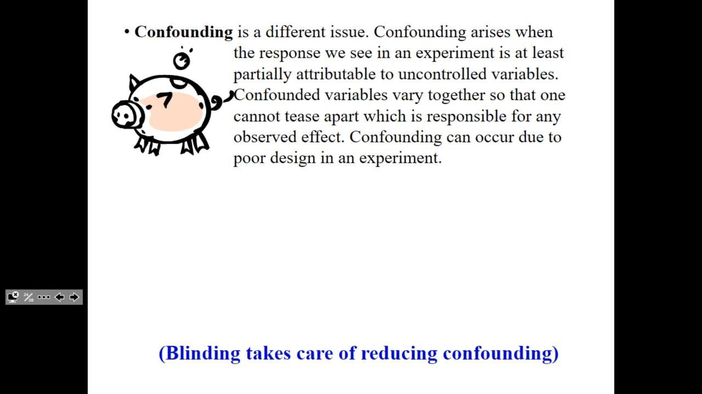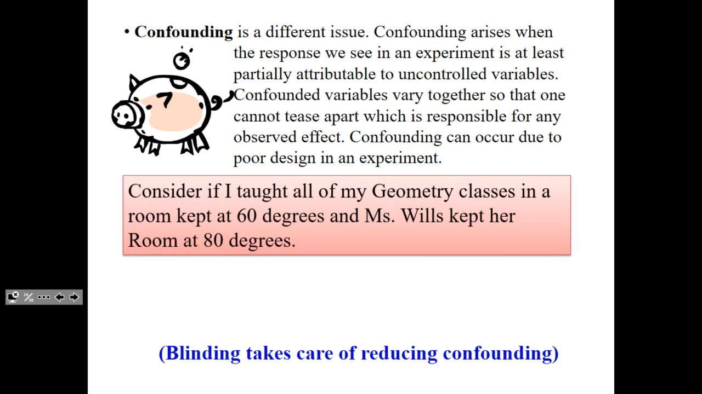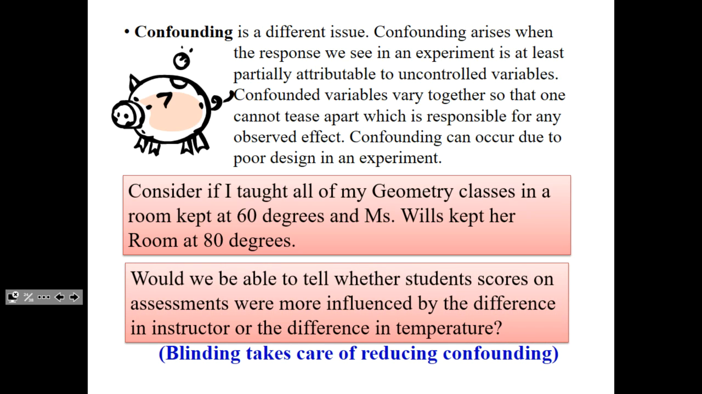Let's say I'm doing an experiment. I want to see how my geometry class is doing. And I'm going to compare it to Miss Will's geometry class. But then we find out that my room is kept at 60 degrees and her room is kept at 80 degrees. If I want to know who was a more effective teacher, that variable, 60 to 80 degrees, is going to be a confounding variable. Potentially, it could cause change in the results.